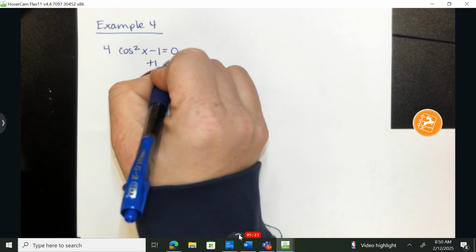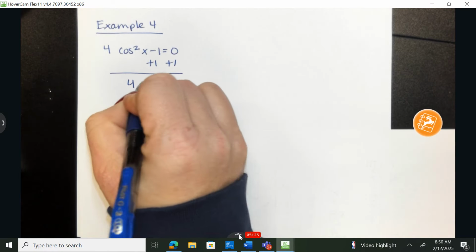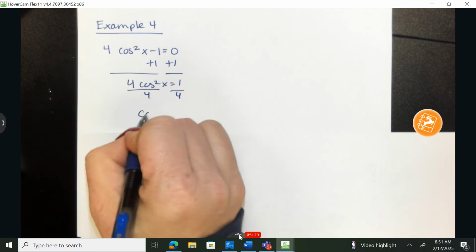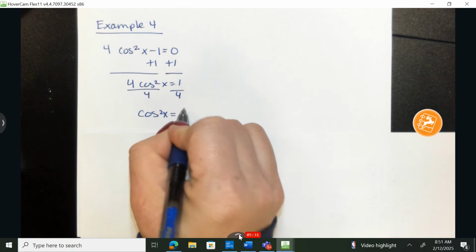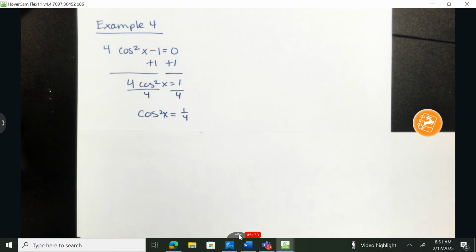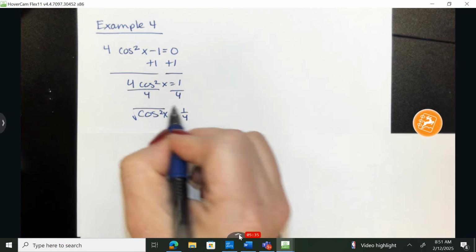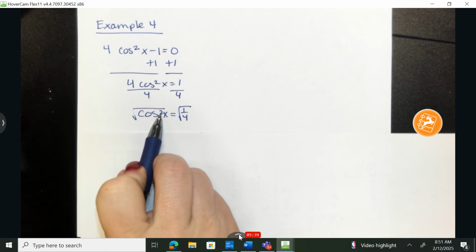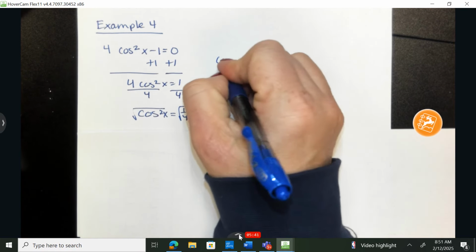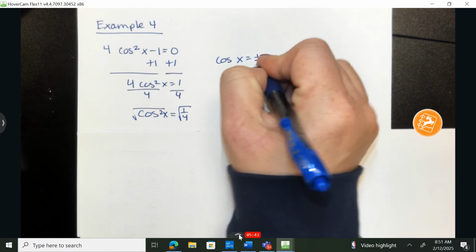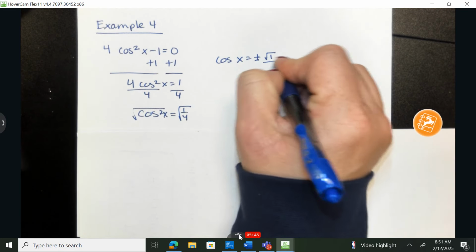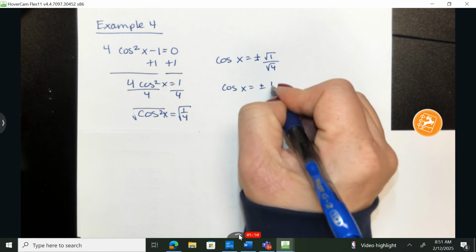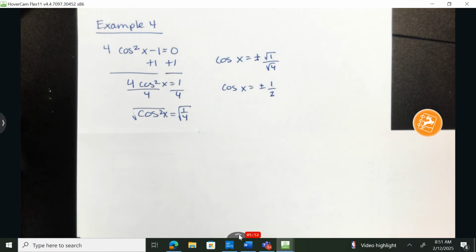Or let's add 1 to the opposite side. 4 cosine squared equals 1. Divide by 4. Now, in order to simplify that square, I'm going to take the square root. But remember, this is going to result in 2 answers. So the cosine of x equals plus or minus the square root of 1 over the square root of 4. The square root of 1 is 1, and the square root of 4 is 2.